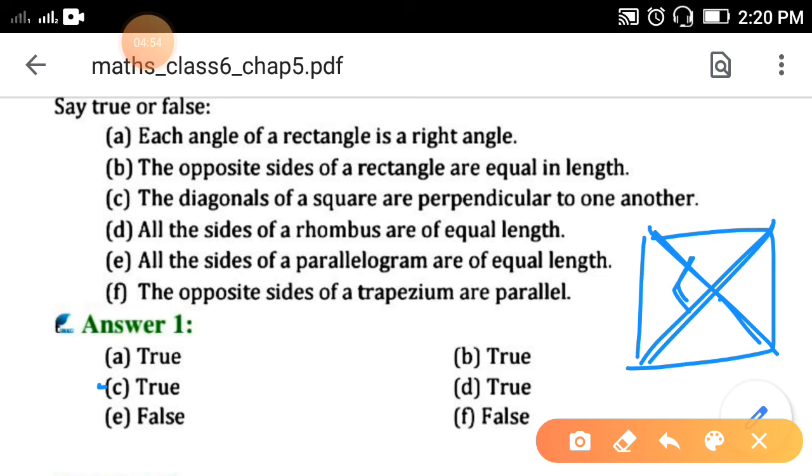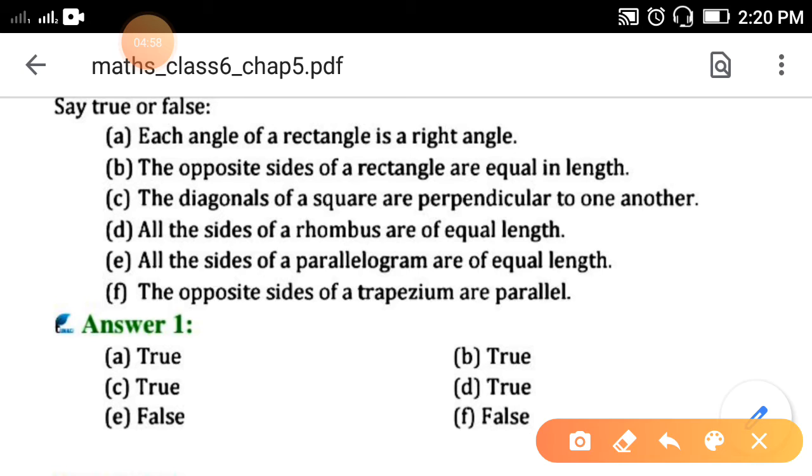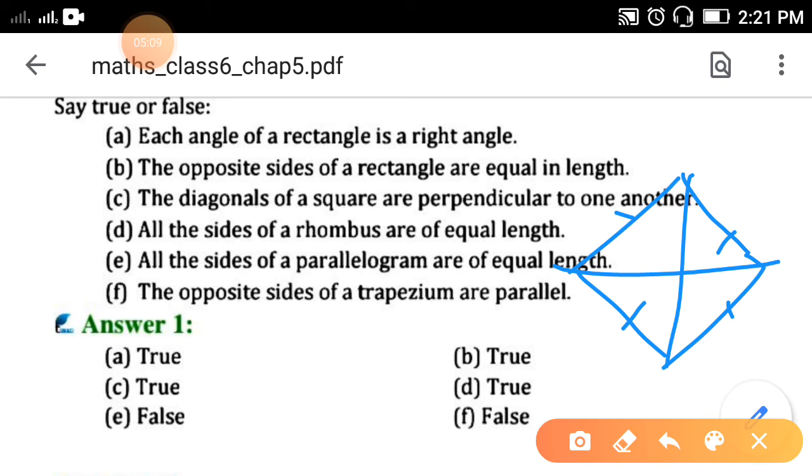D. All sides of a rhombus are of equal length. Now next, rhombus. So this is the rhombus. In a rhombus, all four sides are same. You have to remember. True.